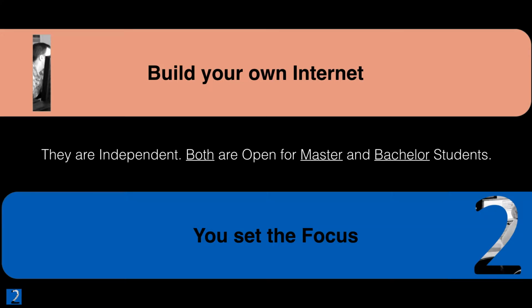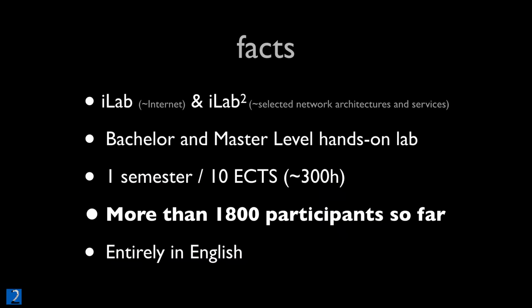They are only labeled 1 and 2 because the iLab1 was there before the iLab2 was established. They are not building upon each other or anything like that. Okay, so they're independent. You can choose both of the practical exercises. They are technically both open for bachelor and master students. The two exercises give 10 ECTS, like every practical exercise in this module.